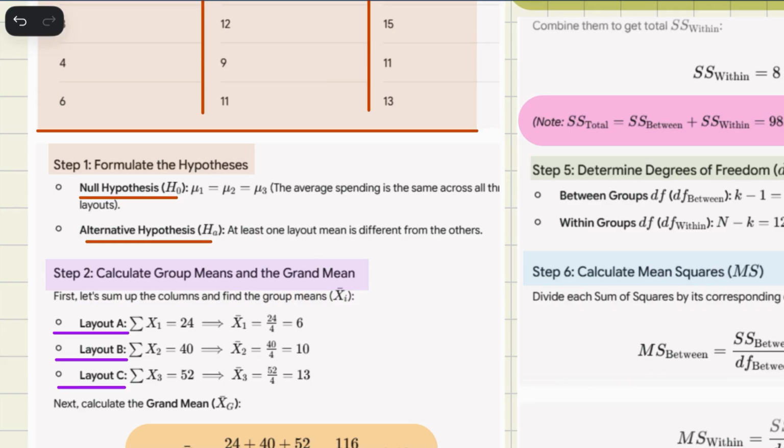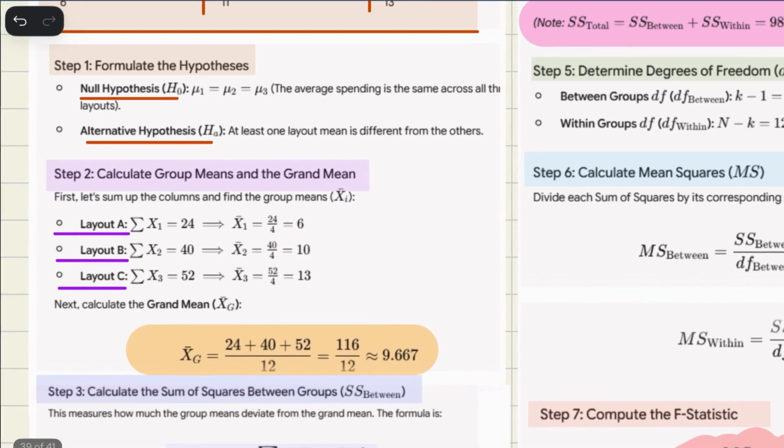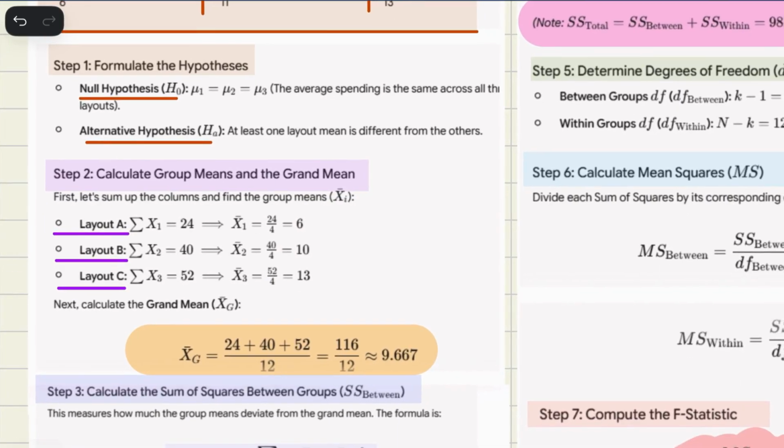Alright, now we come to step 2, where we calculate the group means and the grand mean. For layout A, the summation of x1 is 24, and 24 divided by 4 gives the mean of layout A. Same for layout B, the mean is 10, and for layout C the mean is 30. Now we combine all data to find the grand mean. So now we add these all.